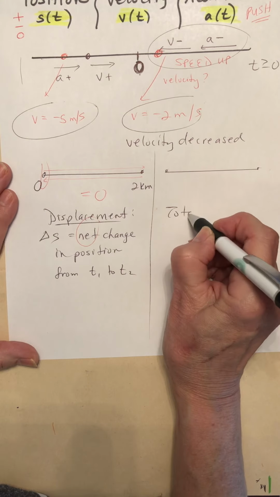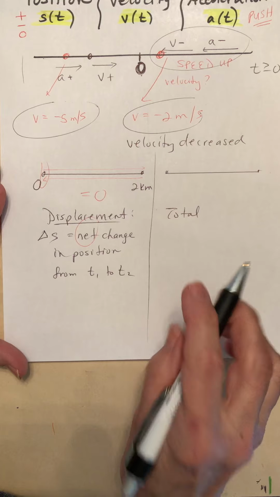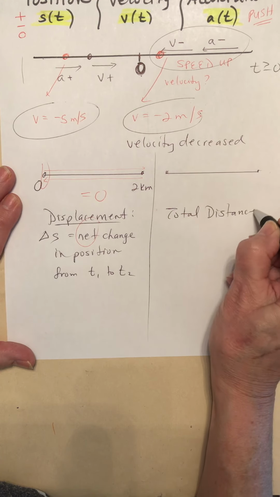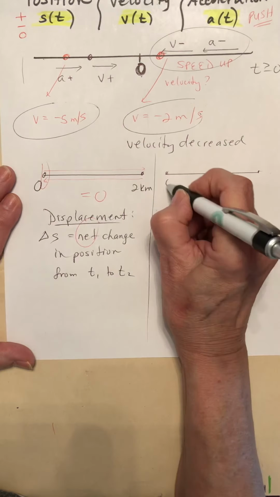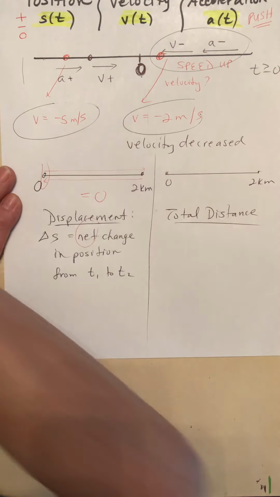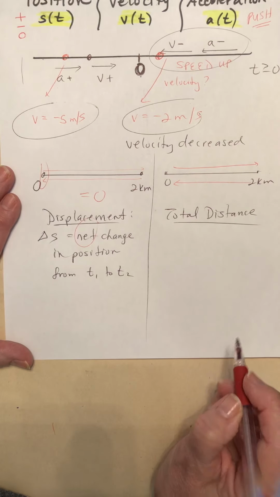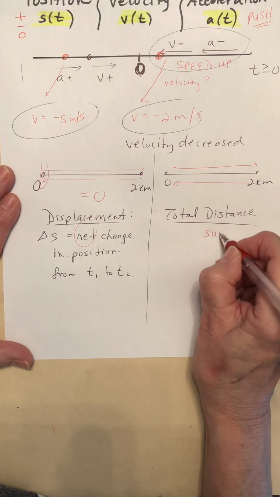That is not the same as total distance traveled. If someone asks you, what's the total distance? And we have the same scenario here. I walked here, and I walked here. Well, the total distance is going to be a sum.